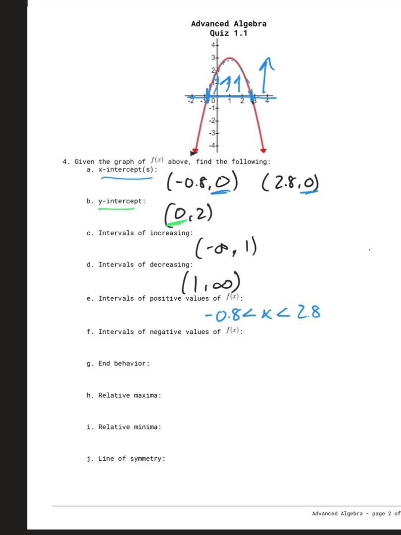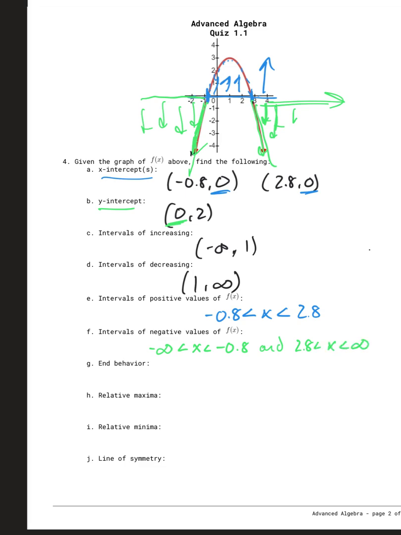And then the intervals of negative, we'll do here in green. That's these parts when they're below. It's going to stay below forever. So negative infinity is less than x, which goes up to negative 0.8. That covers all of this. All of this is going to be negative. Then it's positive, so there's the break. Now again, it's negative on this side, all the way going this way. So that would be 2.8 is less than x, which is less than infinity. That's covering that region there.